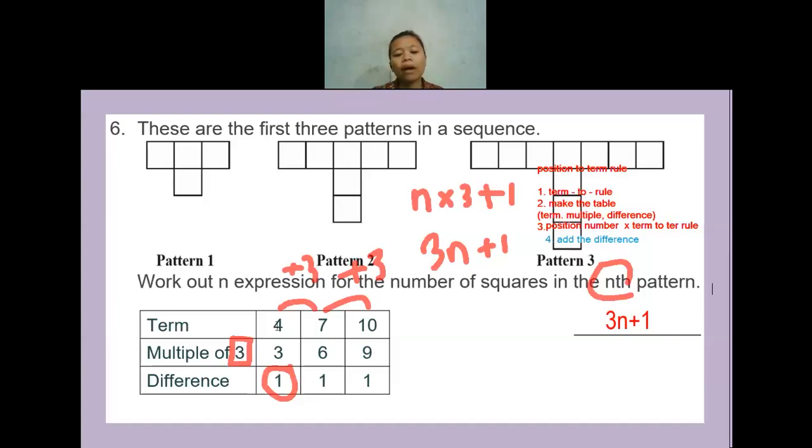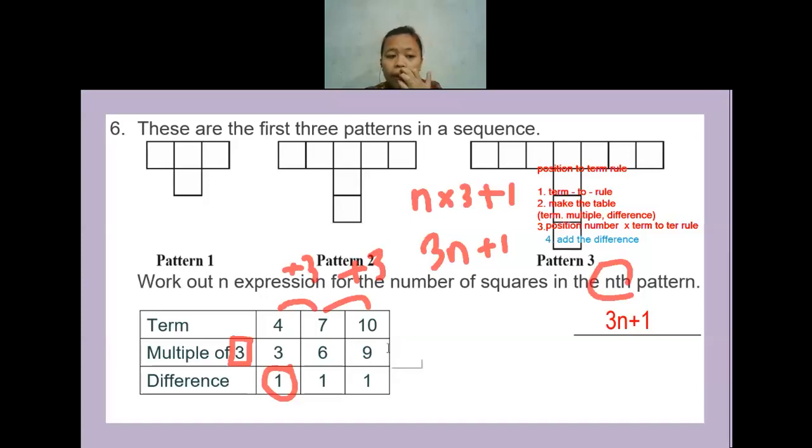4 minus 3 will be equal to 1. 7 minus 6 will be equal to 1. 10 minus 9 will be equal to 1. Because this is the nth term, position number times 3 plus 1. And then you plus 1. Yeah, teacher, the 1 is from the difference. Yes?